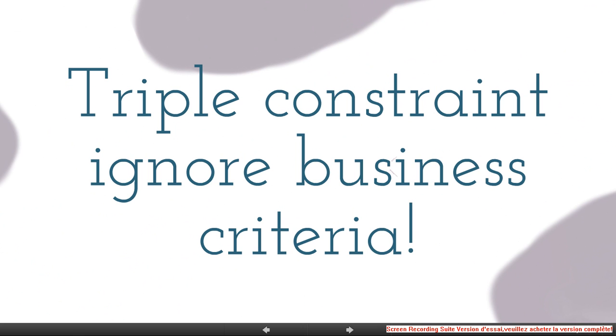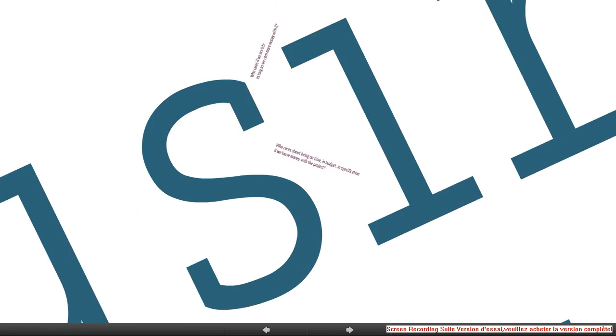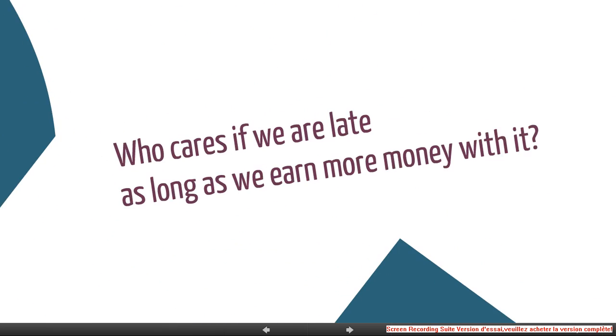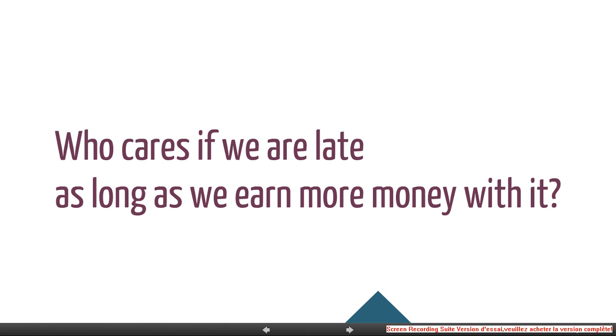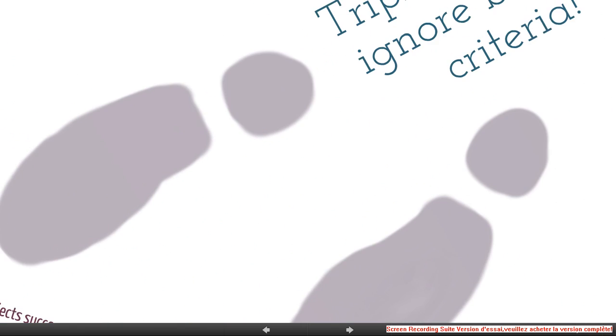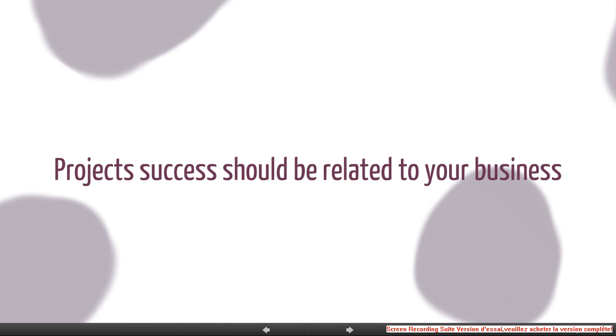When you apply the triple constraint, you basically ignore business criteria. Who cares about being on time, in budget and specification if they lose money in their project? Do you care if you're late as long as you earn money with your project? Project success should be related to your business.